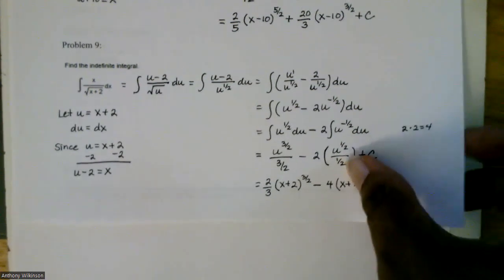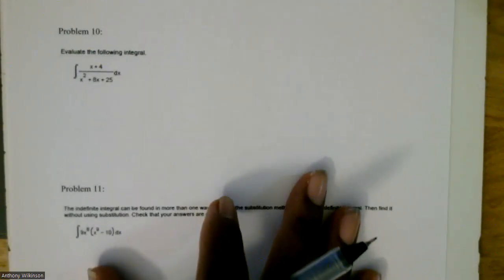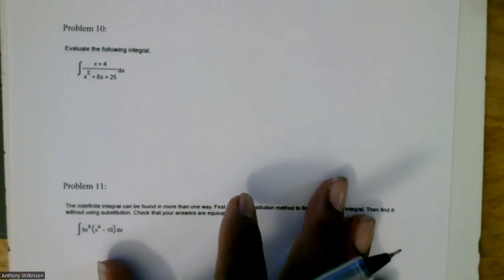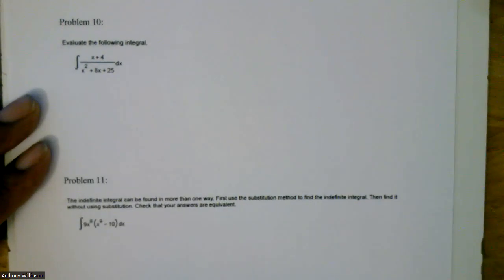All right, problem number 10. Here we're going to evaluate the following integral. Here we have the integral of x plus 4 divided by x squared plus 8x plus 25 dx. So if we're using the appropriate u substitution here, okay.